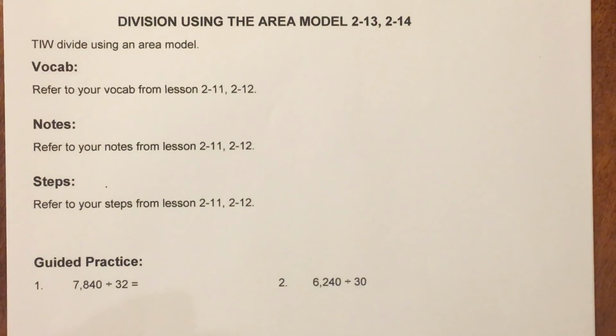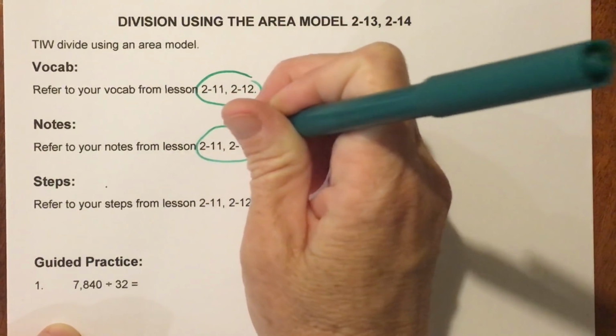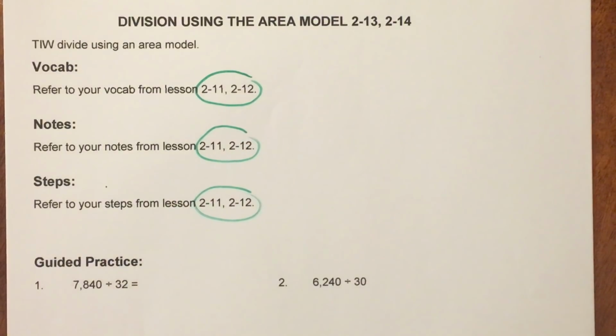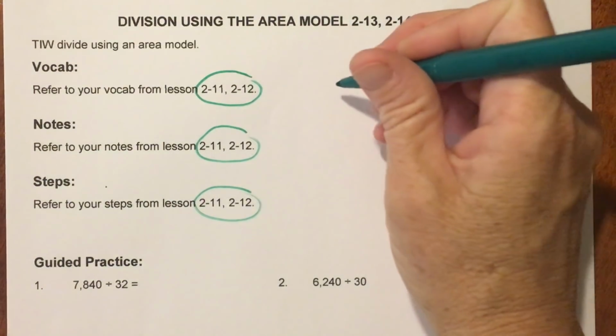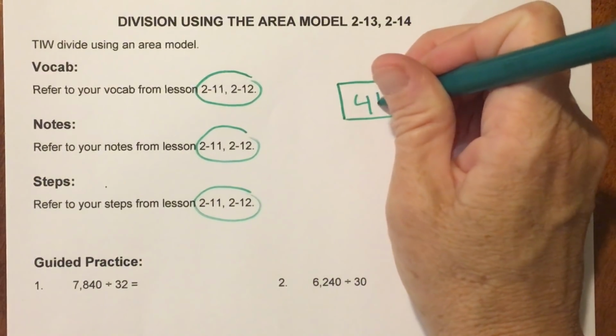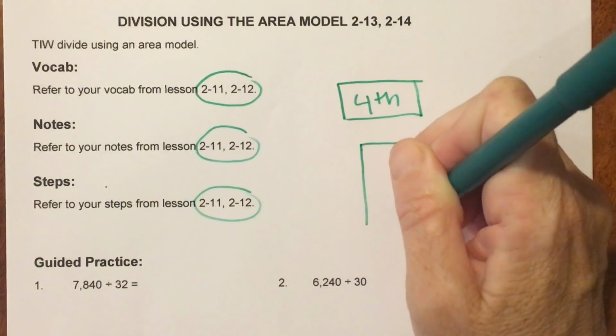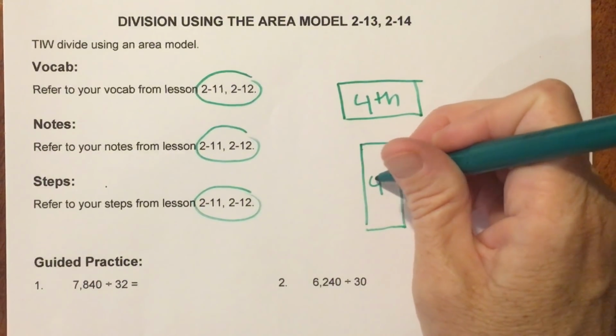You're going to use the same vocab notes and steps that you have in 2-11, 2-12. So remember, in 4th grade you actually did division using an area model, but in 4th grade your rectangle was a long rectangle. It was a horizontal rectangle. That's how we do it in 4th grade. In 5th grade, we have a vertical rectangle.